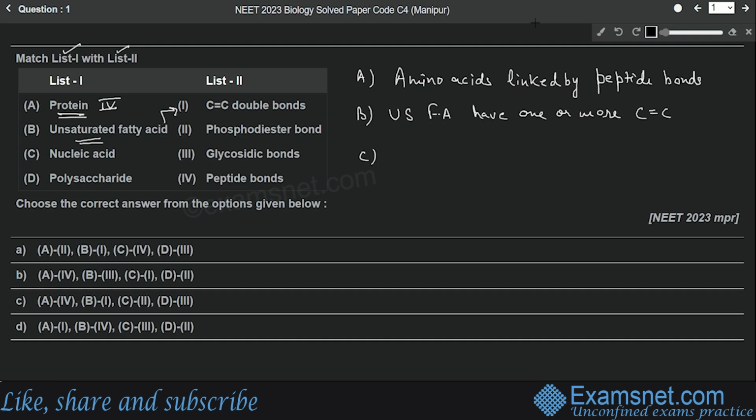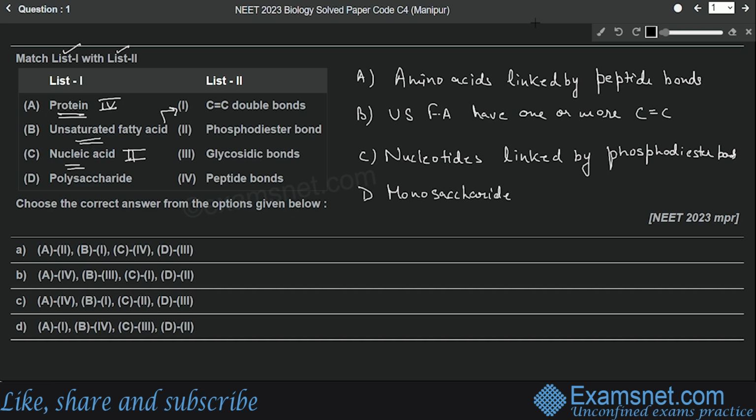Then let's come to the third one. Here we have nucleic acids. Nucleic acids, as we know, are the polymers of nucleotides, and these nucleotides are linked by which type of bond? By the phosphodiester bond. So the correct match for C will be number 2. And the last one is polysaccharides. Polysaccharides are the polymers of monosaccharides, which are linked by the glycosidic bond. So the correct match for D will be number 3. According to this, A matched with 4, B matched with 1, C matched with 2, and D matched with 3. Option C is the correct answer.